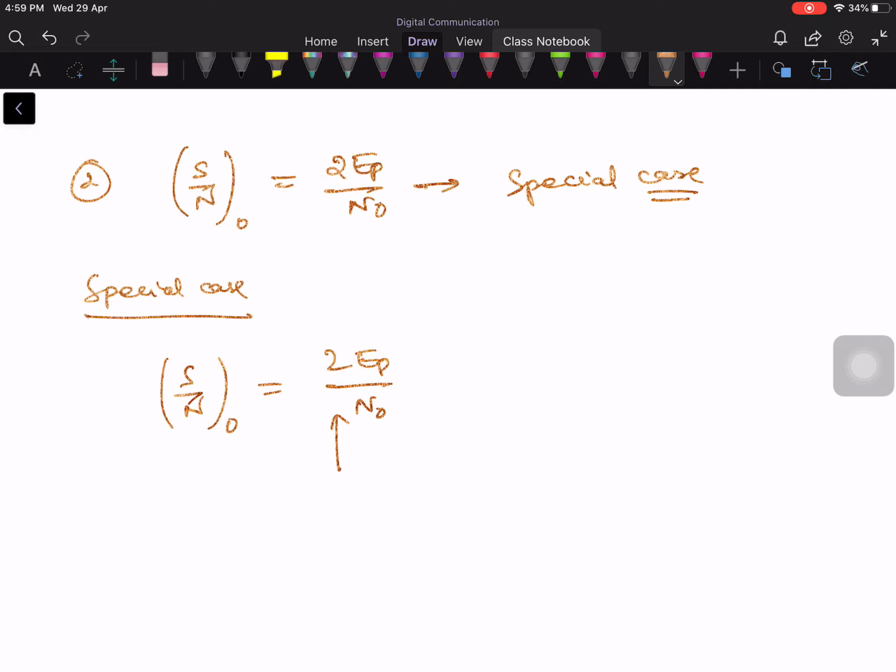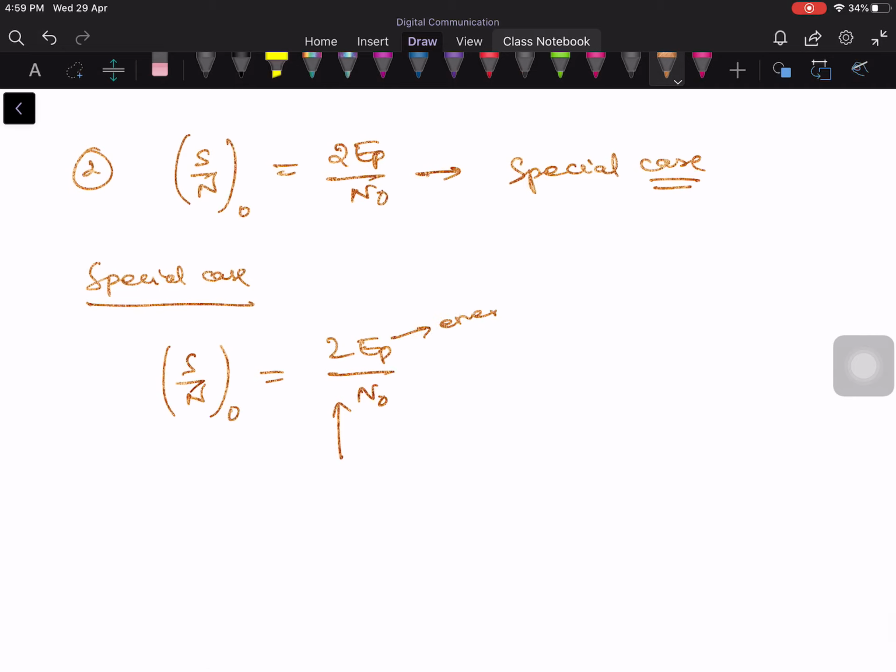If you notice this expression, it depends only on how much energy is contained in the pulse. See, this Ep is the energy contained in the pulse. That's what we defined. It does not depend on what type of pulse you are going to transmit at the transmitter. So it is independent of the specific pulse shape. The specific pulse shape is of absolutely no consequence in the determination of the output signal to noise ratio.